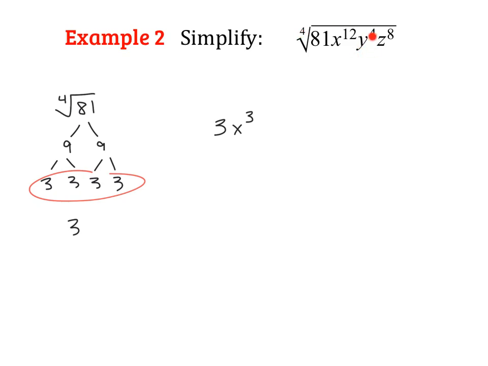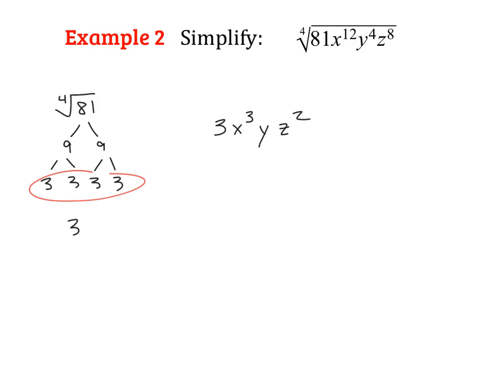Here, when I have y to the 4th, that's 1 group of 4, so it actually just becomes y. And then 4th root of z to the 8th is just z squared. So again, I can say, okay, 4 goes into 12 3 times, 4 goes into 4 1 time, and 4 goes into 8 twice. So now there's one more step. This answer isn't actually technically complete.